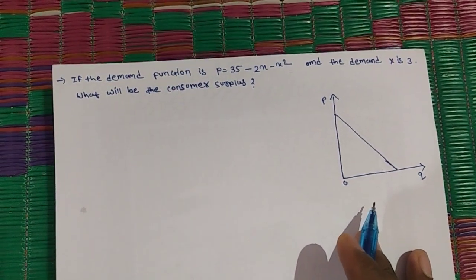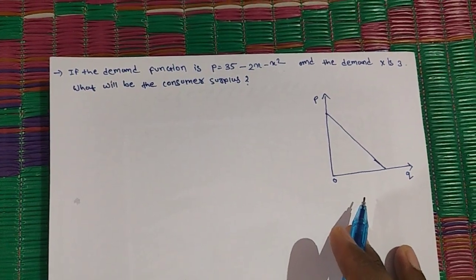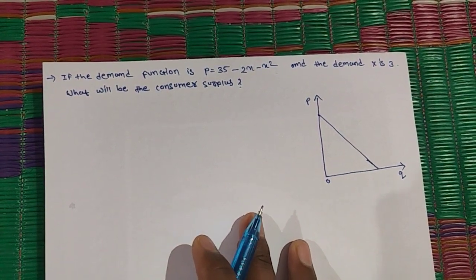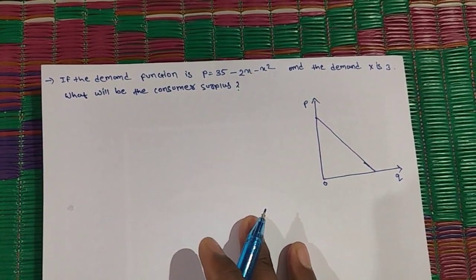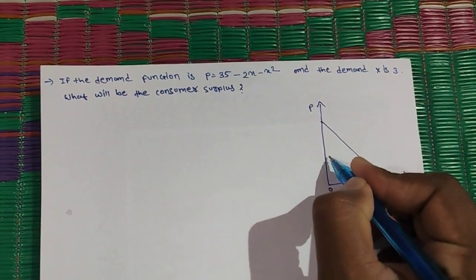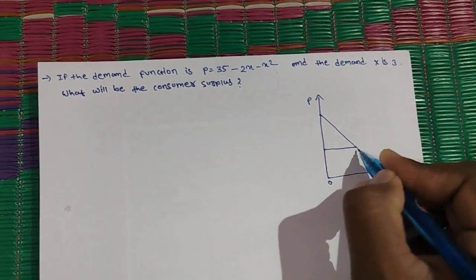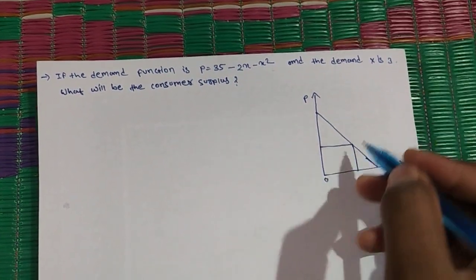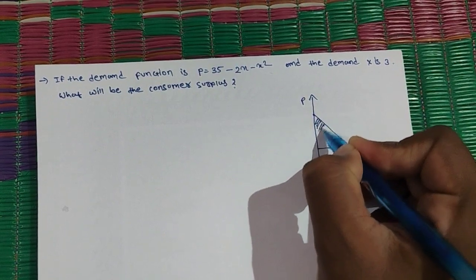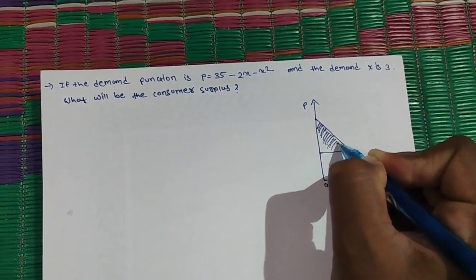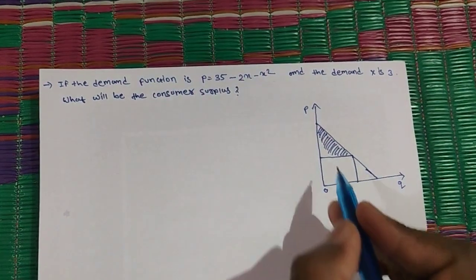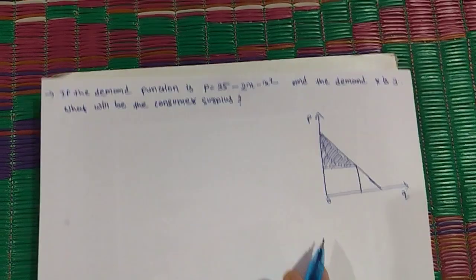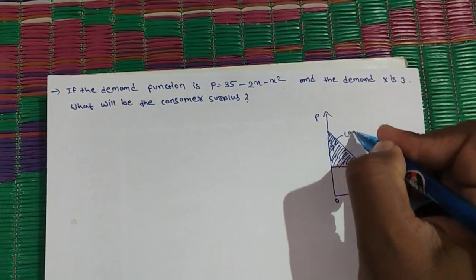Now consumer surplus means what the consumer is actually willing to pay and what the consumer actually pays. The difference between the two is known as consumer surplus. Now suppose this is the price determined by the market, and this is the original quantity. Now this area is the consumer surplus. Now we find consumer surplus and then put the price and quantity here. This area is consumer surplus.